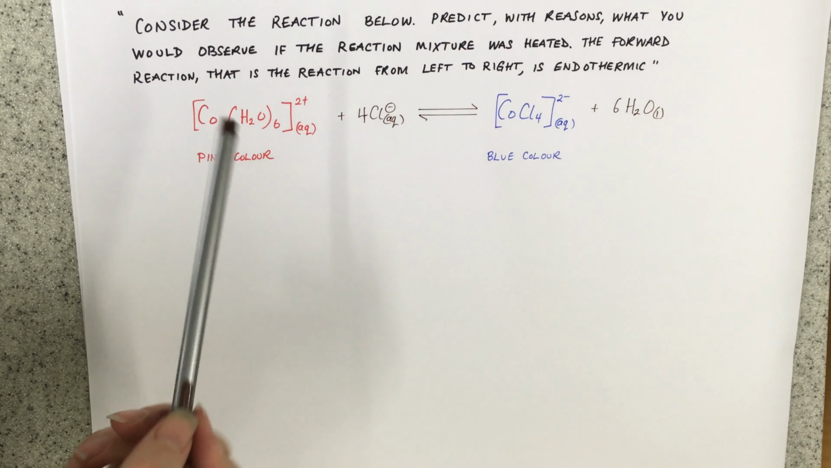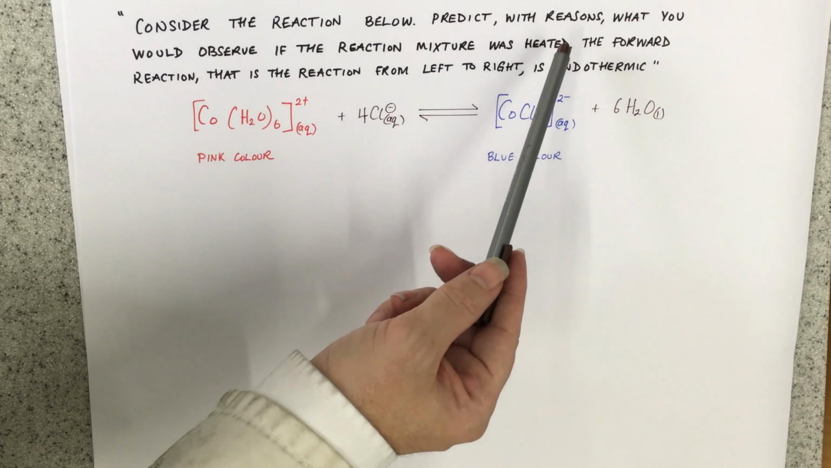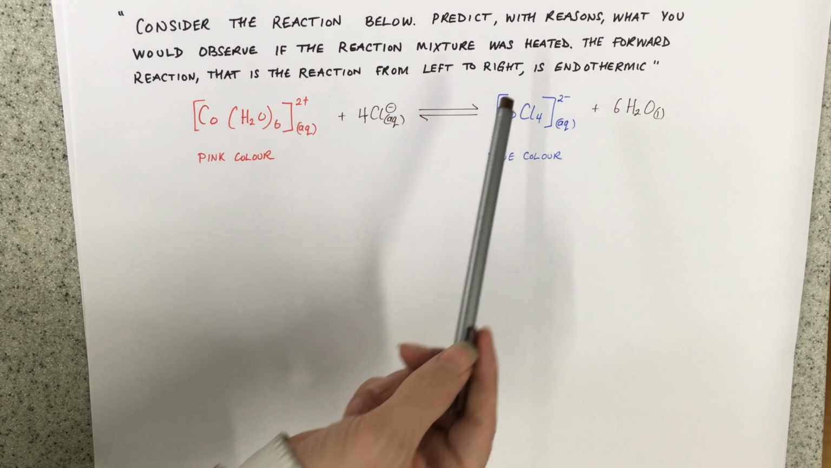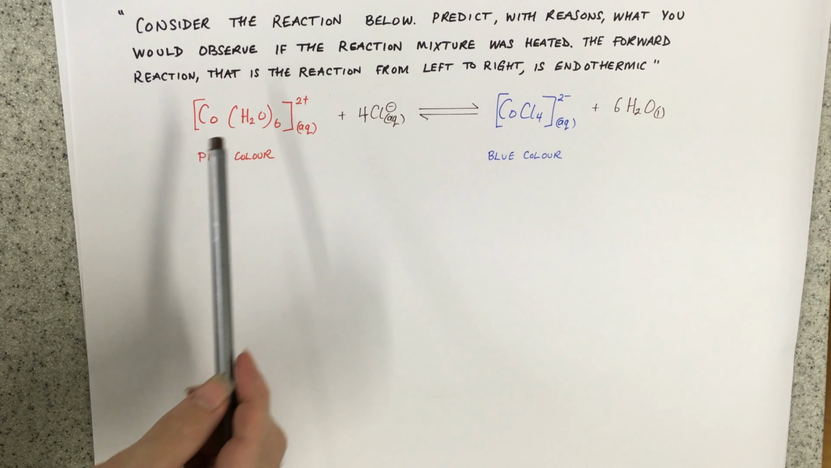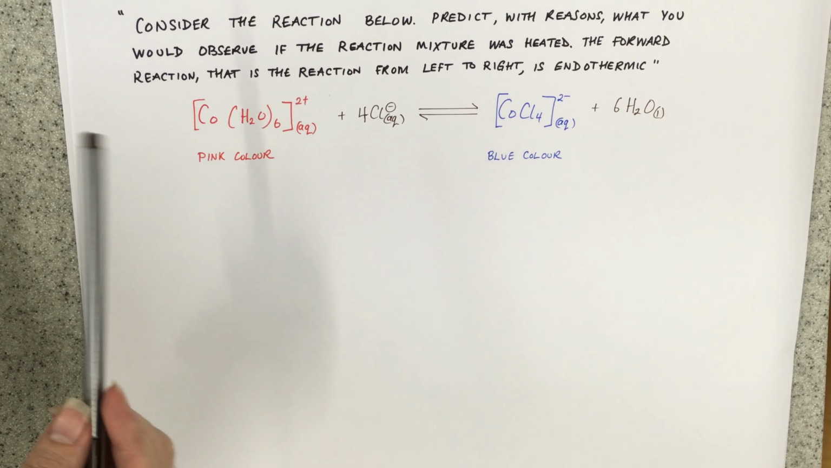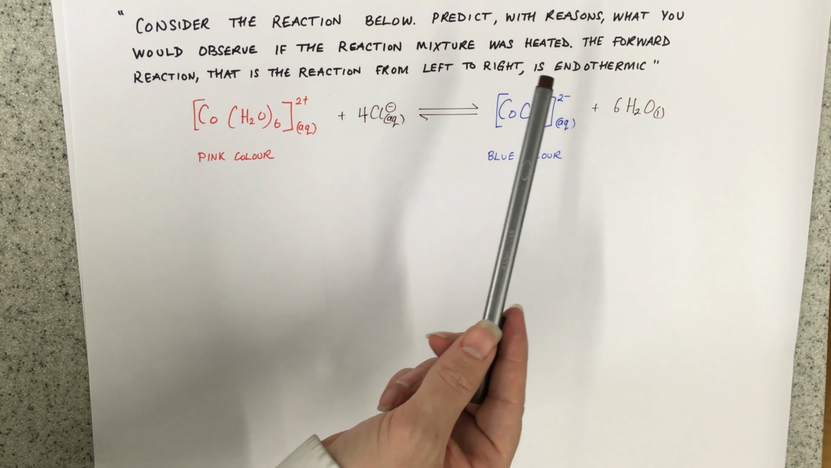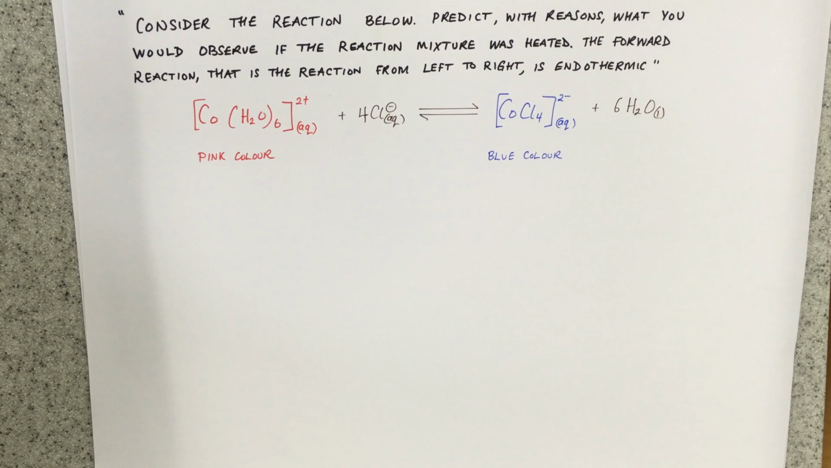Consider the reaction below. Predict with reasons what you would observe if the reaction mixture was heated. The forward reaction, that is the reaction from left to right, is endothermic. We can see this is a reversible reaction, and this means the reaction is constantly changing the amount of products and reactants, changing reactants into products all the time and vice versa.